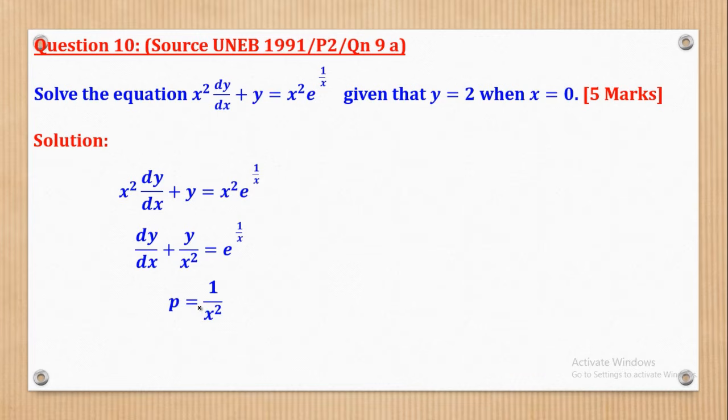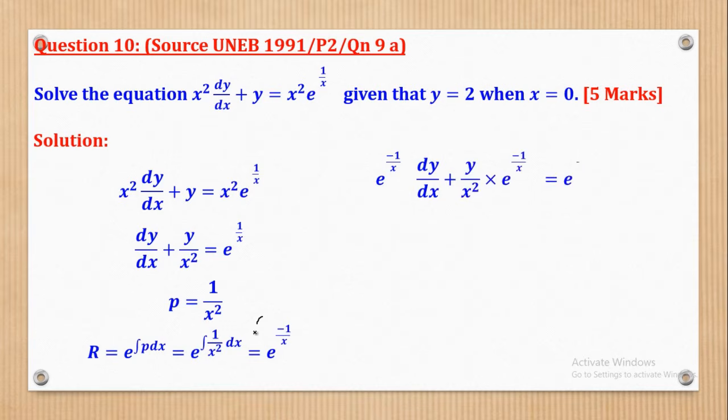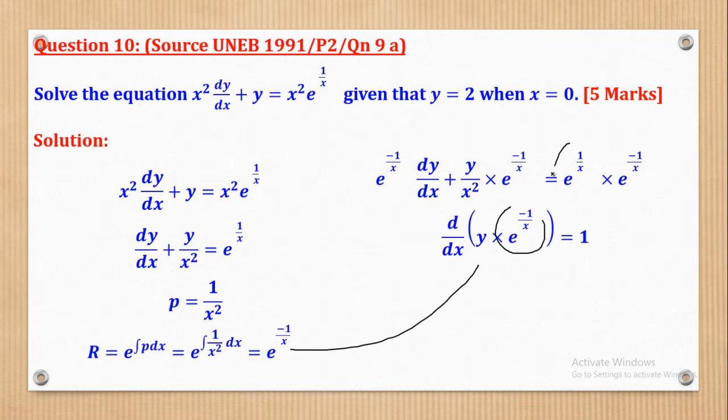Therefore, the integrating factor can now be got, and it will be equal to e of negative 1 over x. Therefore, multiply this integrating factor throughout this differential equation to come up with this line. Then from there, go to step 3, where it will be ddx of y times the integrating factor is equal to what is on the right hand side.